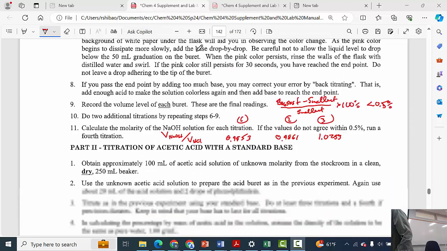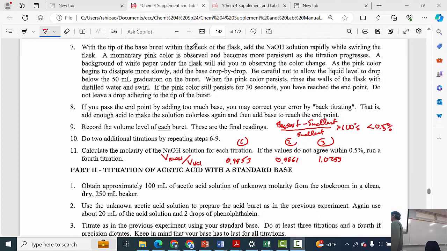Well, once I get the initial and the final volume, then I'm going to calculate the total volume of acid and the total volume of base. That is final minus initial, final minus initial. And then I'm going to take a ratio of the volume of base over the volume of acid, or vice versa, it doesn't matter. And I'm going to get the numbers. And so the ratio should be the same for each titration.